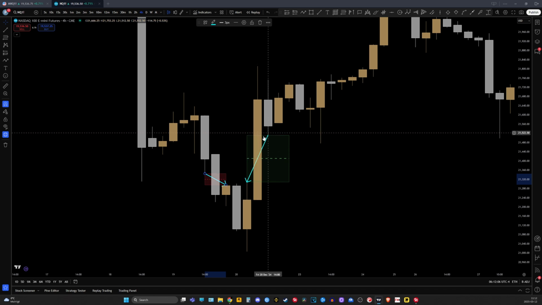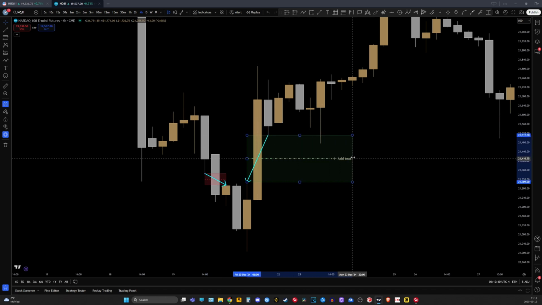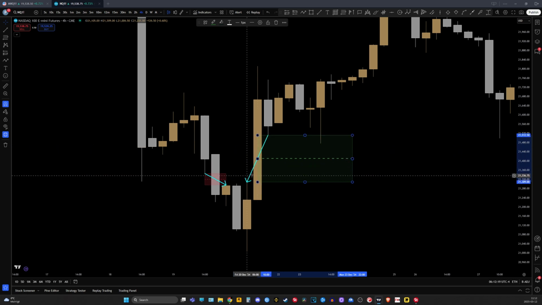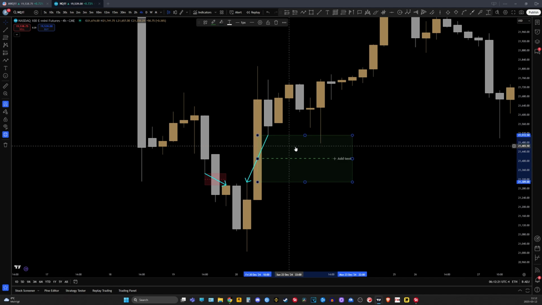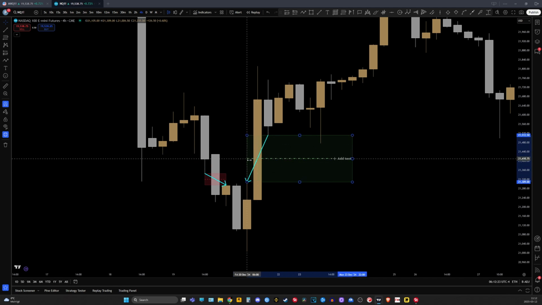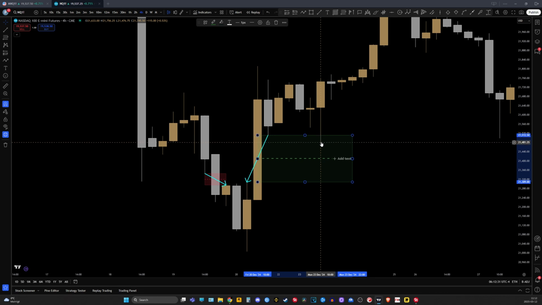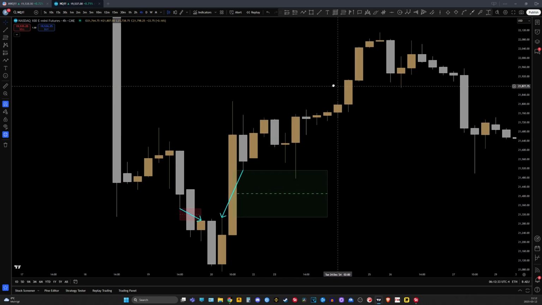And what usually happens with these imbalances, in the end, is they come back to be revisited, like we see here. What I normally do, I like to draw my fair value gaps on the actual candle where the gap is, here within this second candle. But it doesn't matter, you can draw them however you want. If you want to draw it like that, you can. I just find it easier to see where it sort of was formed. Anyway, price came back, tapped into our fair value gap, and then continued to the upside.